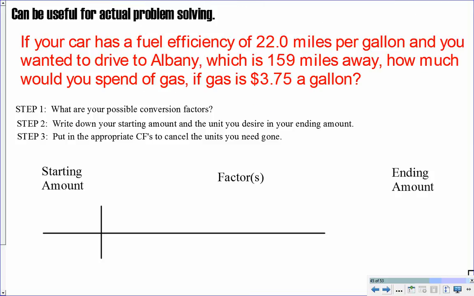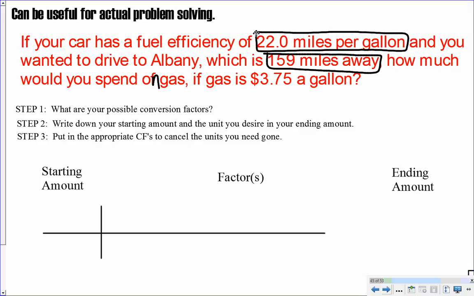You can also use these for general problem solving. So, for example, if you wanted to drive your car somewhere and wanted to figure out approximately how much your gas would cost, here's something that you can do. Your car has a fuel efficiency of 22 miles per gallon. And you want to drive to Albany, which is 159 miles away. How much would you spend on gas? If gas is $3.75 a gallon. An older problem from expensive times, but I'm sure gas will get that expensive again.